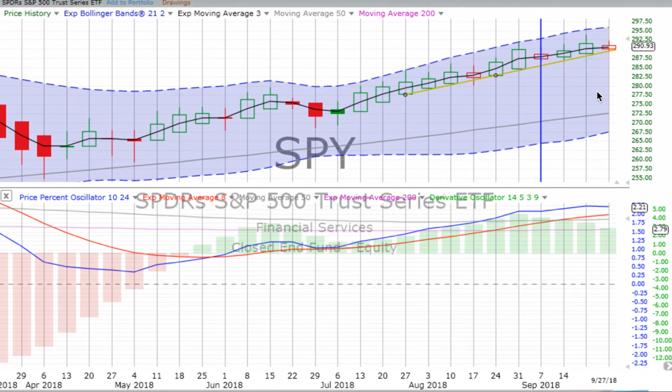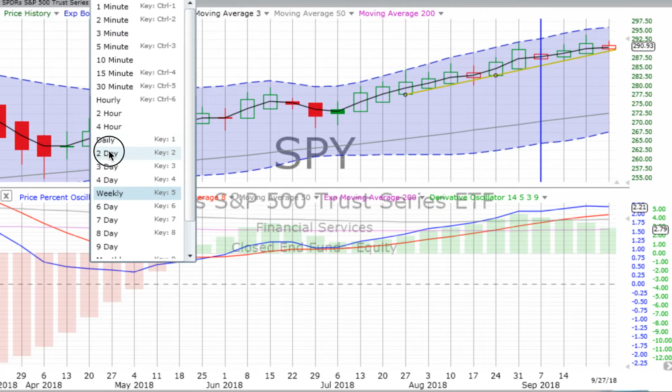Well, we have a red down candle so far for the week. The price percent oscillator's headed down. Derivative oscillator's losing energy. We're still right there above the trend line on the weekly chart, so we don't have a crossover. We're just continuing to watch, wondering if this market has peaked out or not.